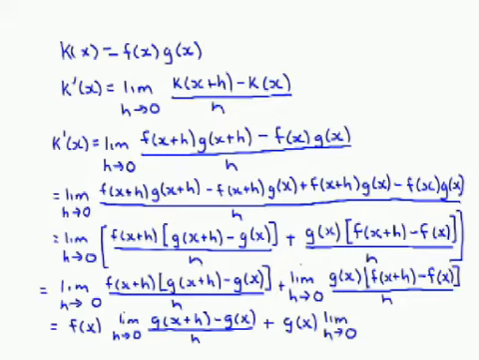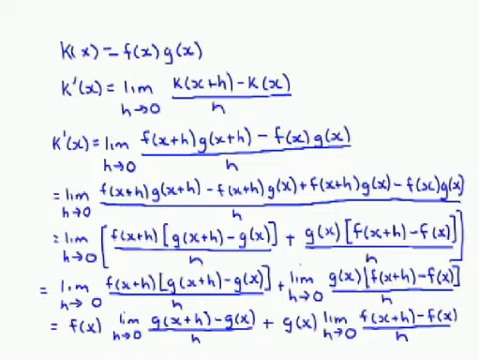And then what remains is the limit as h approaches 0 of f of x plus h minus f of x all divided by h. Now if you look at that second line, you'll notice that the definition appears twice. We have the limit as h approaches 0 of g of x plus h minus g of x all divided by h. That is really g prime of x. Also, you'll notice we have the limit as h approaches 0 of f of x plus h minus f of x all divided by h. That is the definition of the derivative for f prime of x.